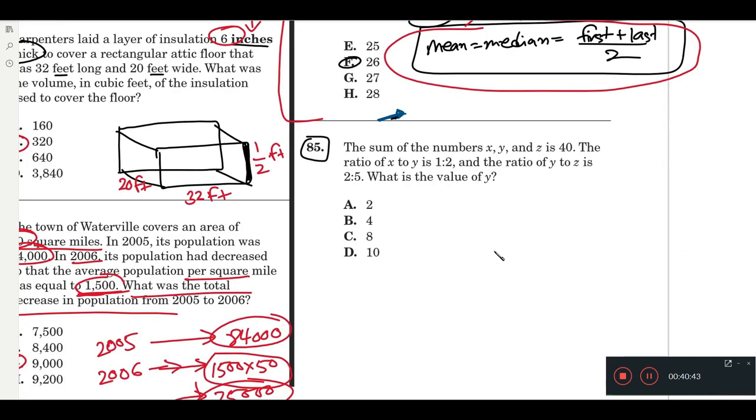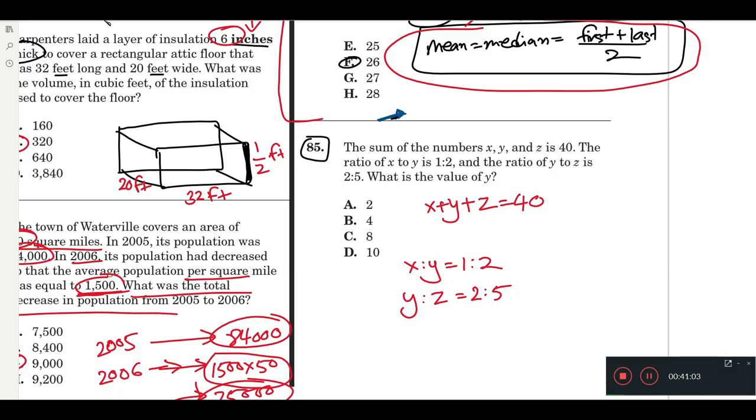Now the sum of the numbers x, y, and z is 40. So you can say x plus y plus z is equal to 40. Now the ratio of x to y is equal to 1 to 2. And the ratio of y to z is equal to 2 to 5. What is the value of y?